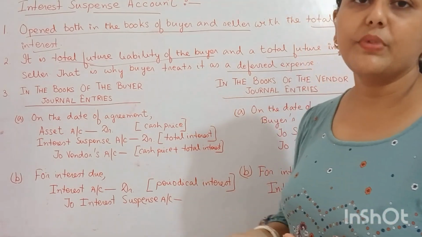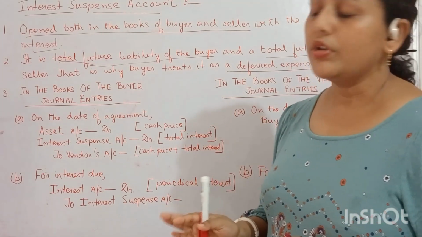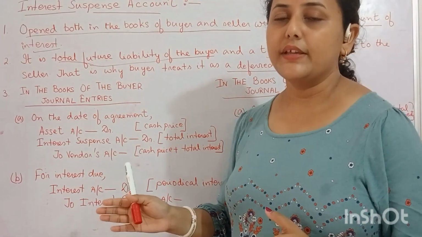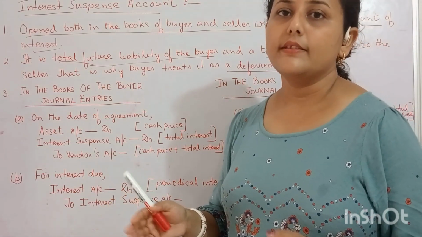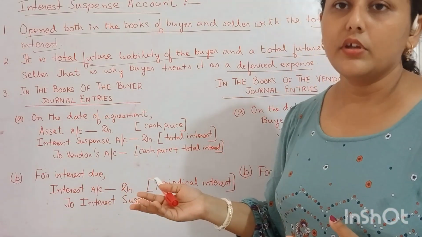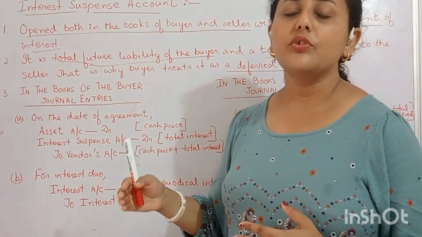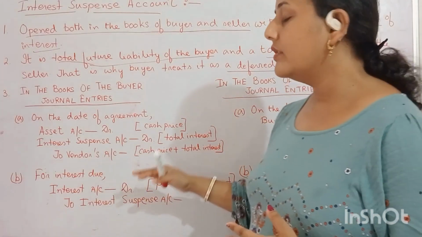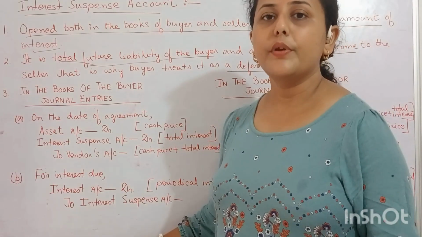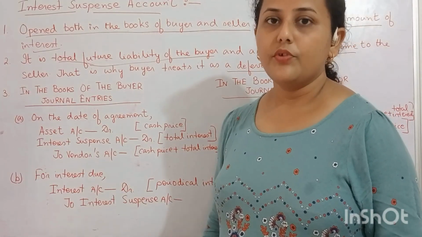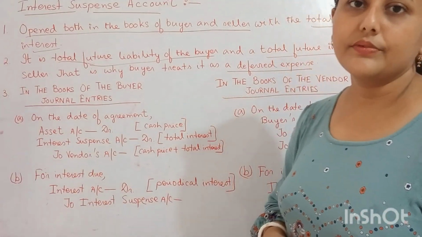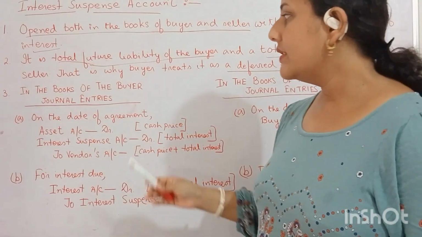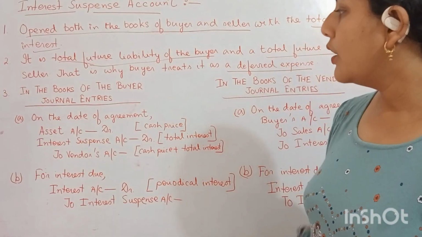These entries will have to be passed year after year. Like if the asset is purchased with the payment of 5 yearly installments, then for 5 years these 4 entries will be repeated, for the next 5 years. Got it? So this you have to do by yourself.